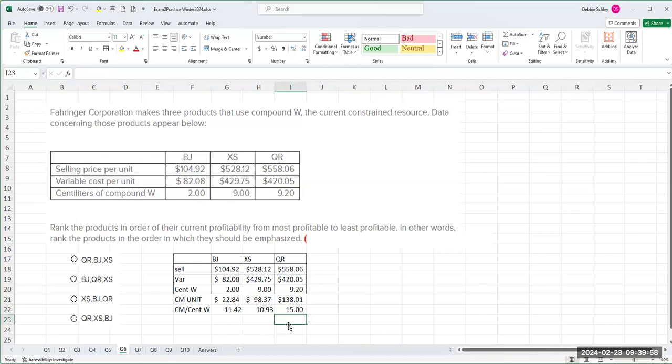So they want it ranked in order from the most profitable to the least profitable. So this one is first, this one is second, and this one is third. So it's QR, BJ, excess. So right there.